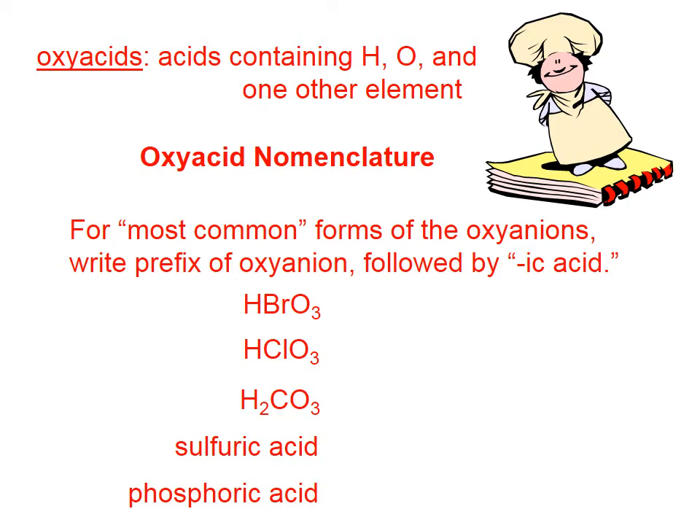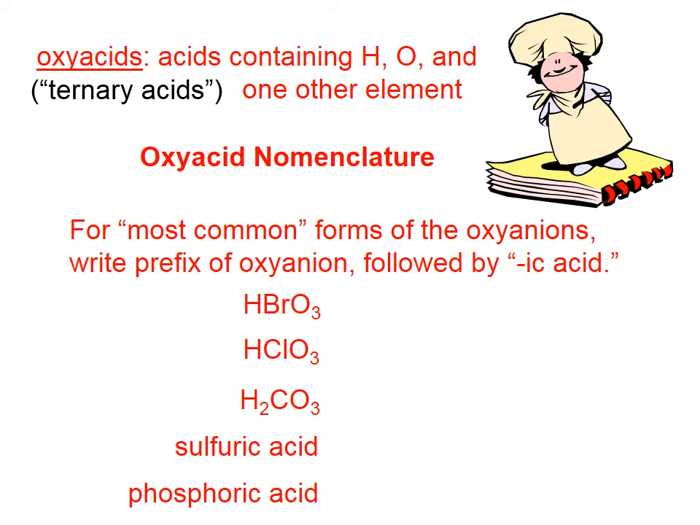Oxyacids are acids that contain hydrogen, oxygen, and one other thing. These are also called ternary acids, the prefix ter referring to 3. Primary structure, secondary structure, tertiary structure, ternary meaning 3. Hydrogen, oxygen, and one other one. An oxyacid or a ternary acid, those are synonyms. For oxyacids, the naming conventions are as follows.